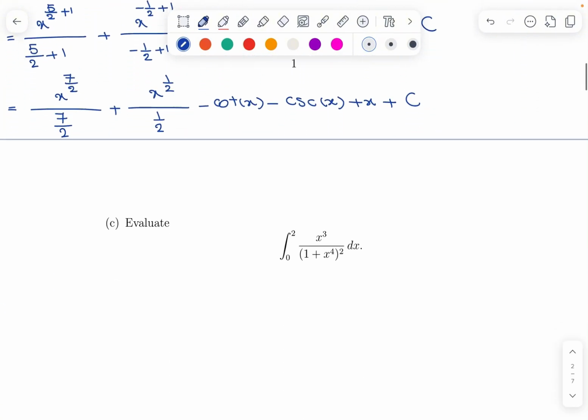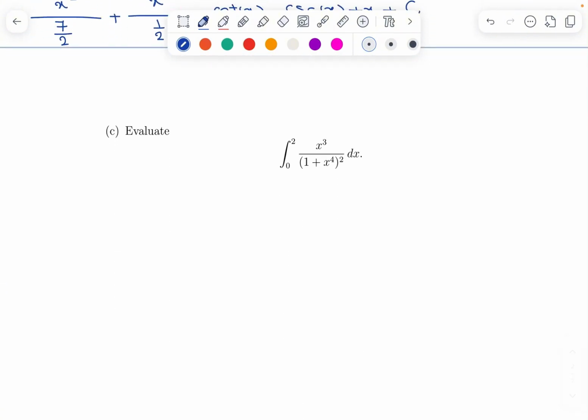So now we are going to evaluate this definite integral. To evaluate this definite integral, as you can see, because we have a composite function in the denominator, we can think about the u-substitution method. So therefore, we can consider u as 1 plus x to the 4.